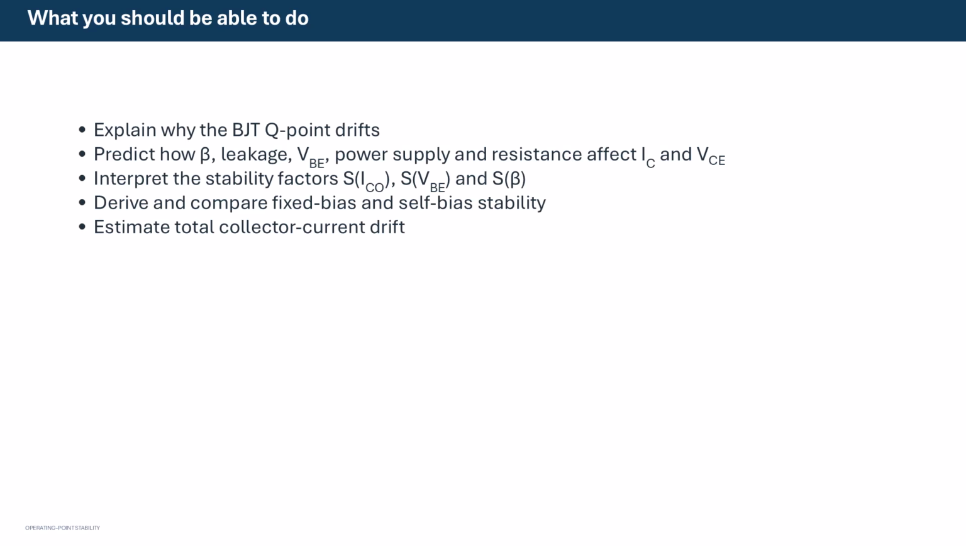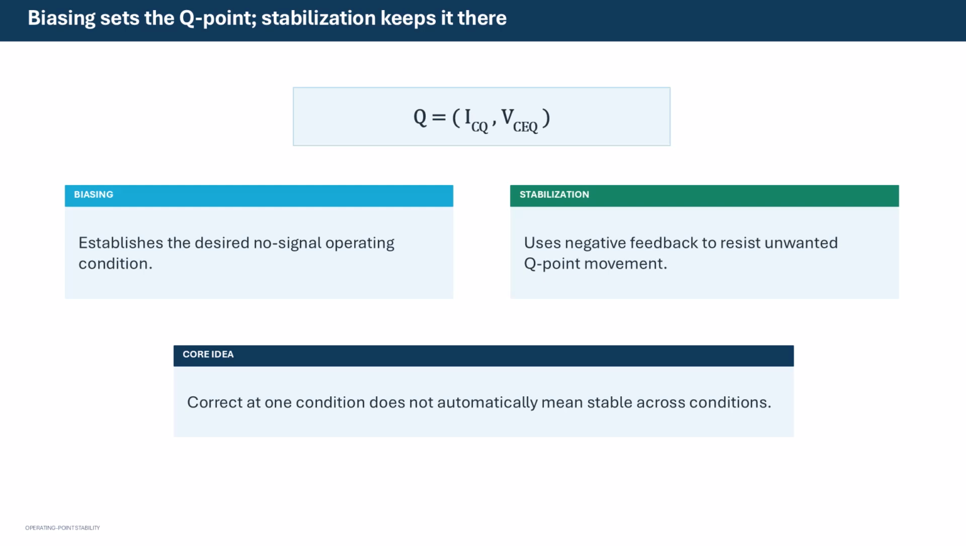safe active region operation. The quiescent point is the no input signal operating condition defined by collector current and collector to emitter voltage. It should remain in the active region with enough headroom for the required signal swing. Biasing establishes that point. Stabilization uses negative feedback to resist unwanted movement. This distinction is important. A circuit can be correctly biased at one temperature and still be poorly stabilized over component value spread and temperature.